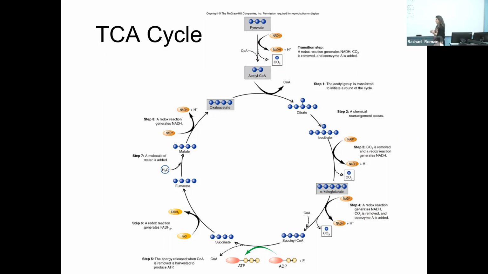What are our products? 2 ATP, 6 NADH, 2 FADH2, and 4 CO2. We started with glucose, that 6 carbon molecule. Do you see how between these 2 steps now we've got all 6 carbons accounted for?